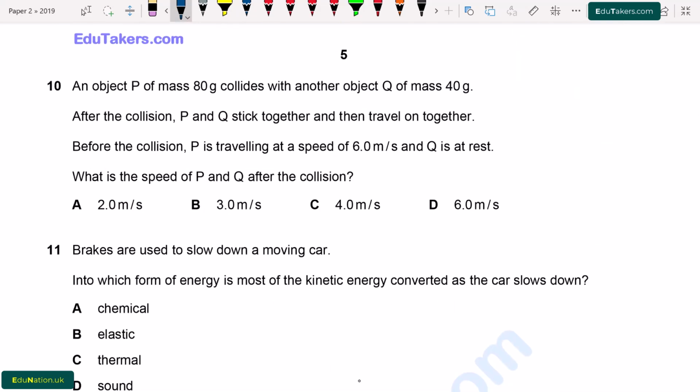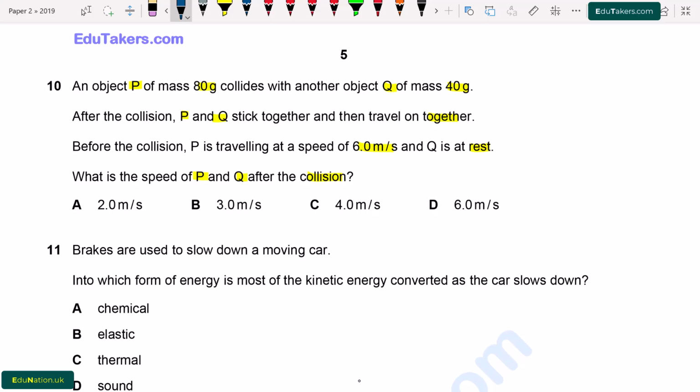Question number 10. An object P of mass 80 gram collides with another object Q of mass 40 gram. After the collision, P and Q stick together and then travel on together. Before the collision, P is traveling at a speed of 6.0 meter per second and Q is at rest. What is the speed of Q and P after the collision? Here we have to find out the speed after the collision. In this question, we use the law of conservation of momentum, that the total momentum before collision is equal to the total momentum after collision.